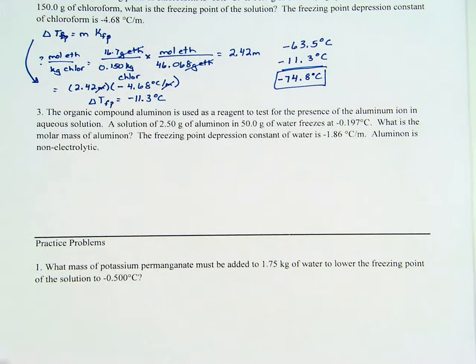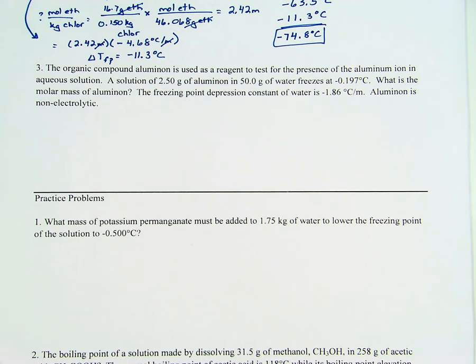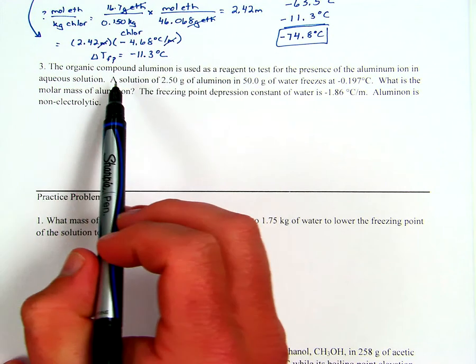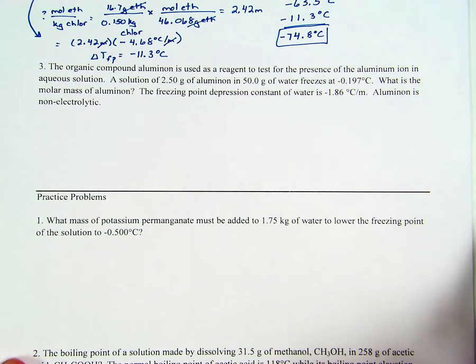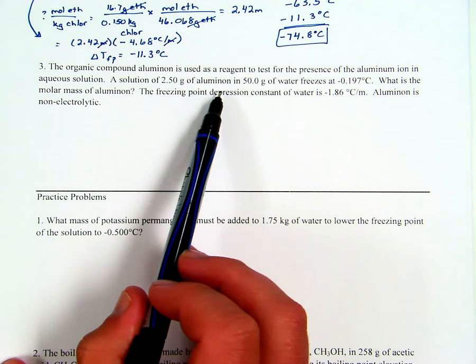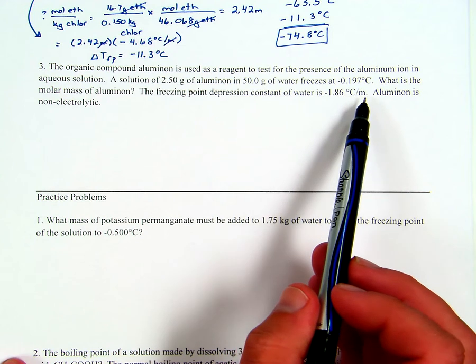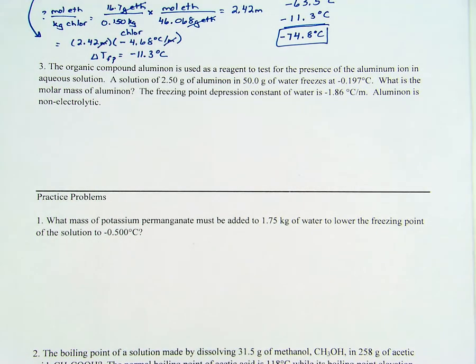All right, the last example here is dealing with that last learning target about finding the molar mass. We're told that the organic compound aluminon is used as a reagent to test for the presence of the aluminum ion in aqueous solution, and then a solution of 2.5 grams of aluminon in 50 grams of water freezes at negative 0.197 degrees Celsius. What is the molar mass of the aluminon? And we're given the freezing point depression constant of water, and we were also told that the aluminon is non-electrolytic.